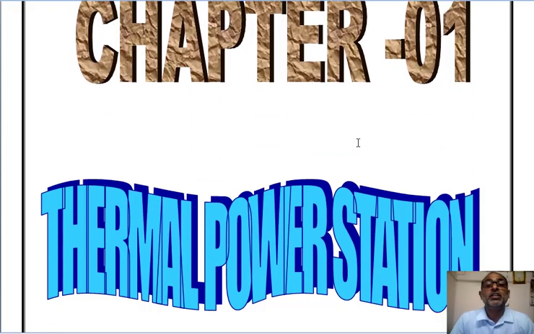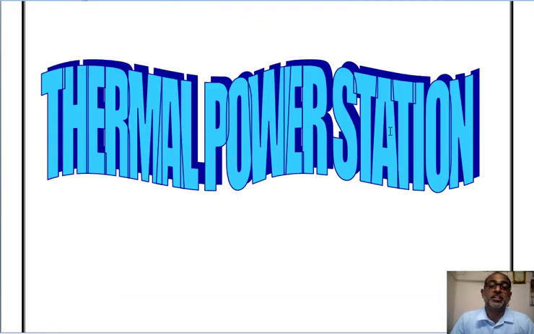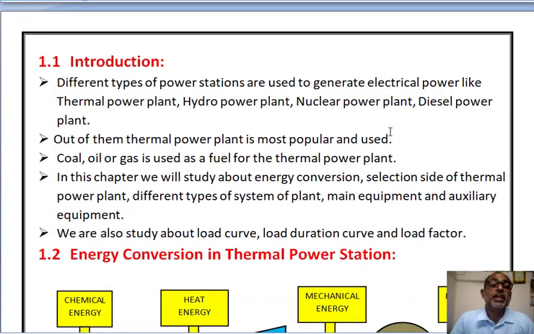Chapter number 1, thermal power station. Different types of power stations are used to generate electrical power to supply the loads. The different types of power stations are thermal power plant, hydro power plant, nuclear power plant, diesel power plant, solar power plant, and wind power plant.